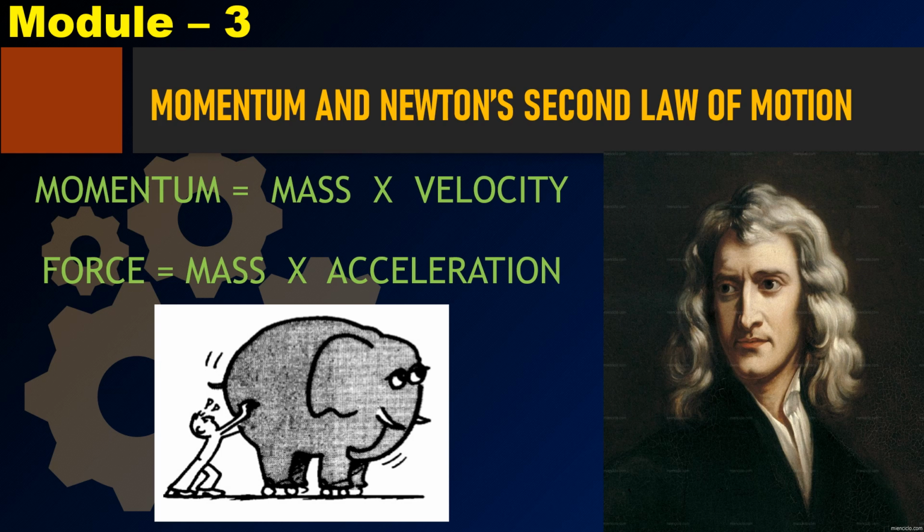Children, we have seen in the last module that an object continues to be in its state of rest or of uniform motion until an external force acts on it, and this is known as Newton's first law of motion. So, an external unbalanced force should be exerted on an object to change its velocity, that is, to accelerate it.